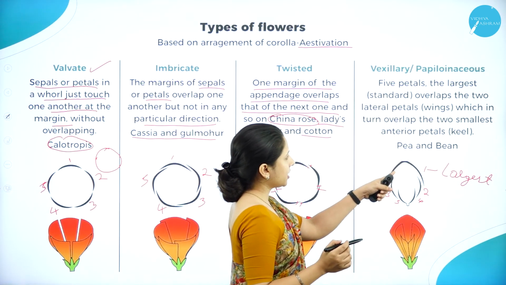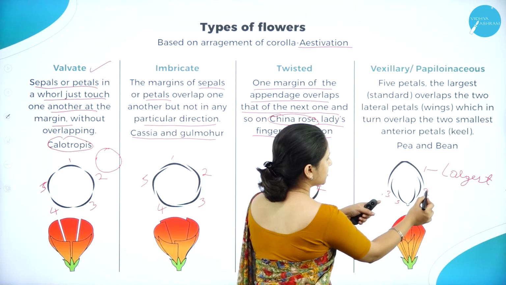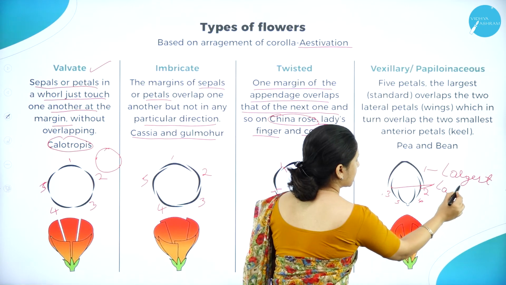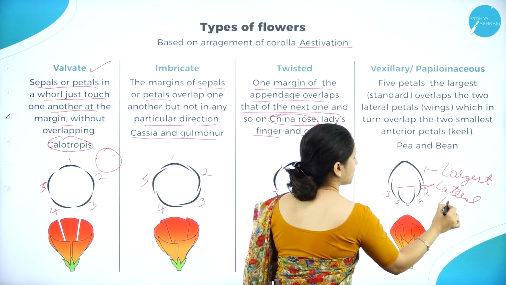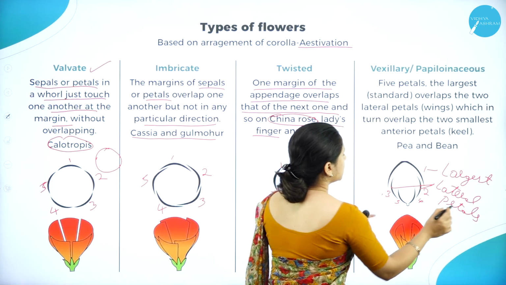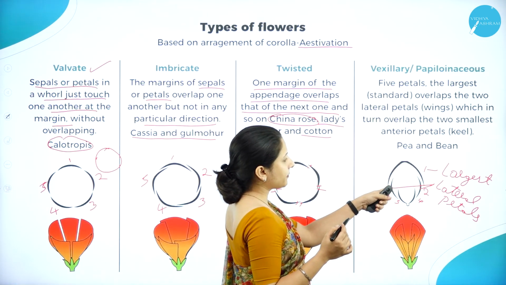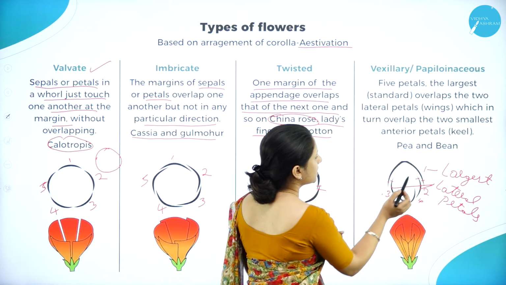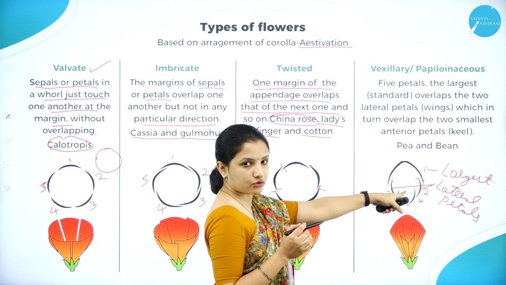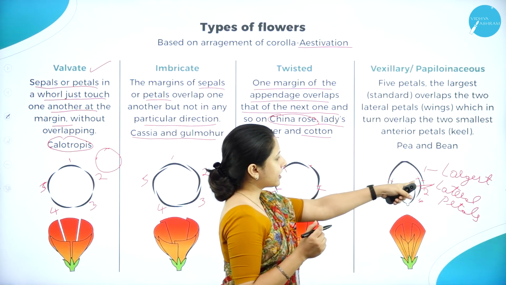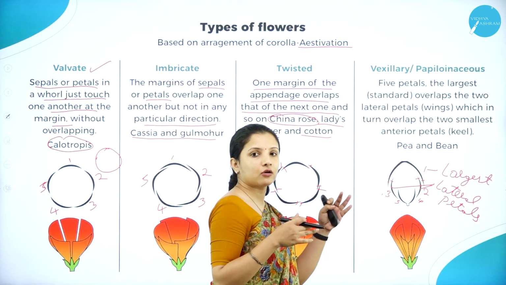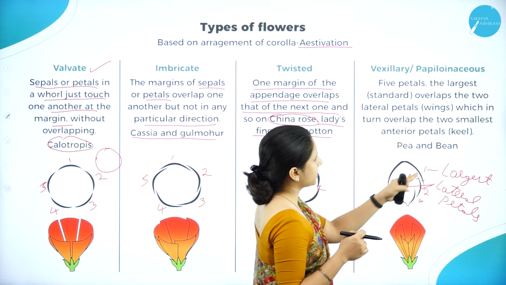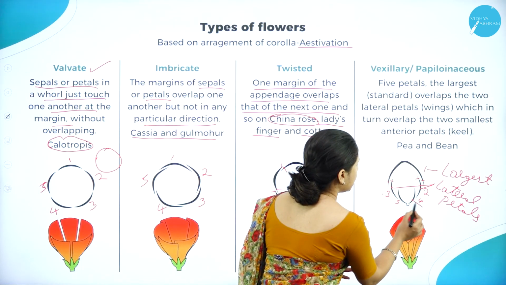So the largest petal will overlap the 2 lateral petals. The second and the third petals are both the lateral petals. So the largest petal is overlapping. Can you see here? This is overlapping with this. This is overlapping with this. So the largest petal is overlapping with the 2 lateral petals, and these lateral petals look like a wing. That is why they are also called the wing petals. So they are overlapping with the lateral petals, and the lateral petals are overlapping with the 2 anterior petals.